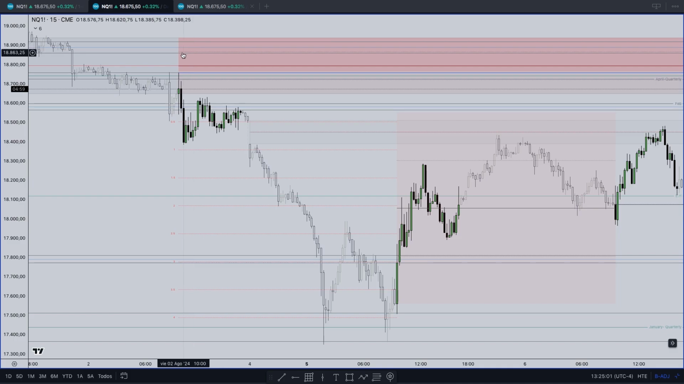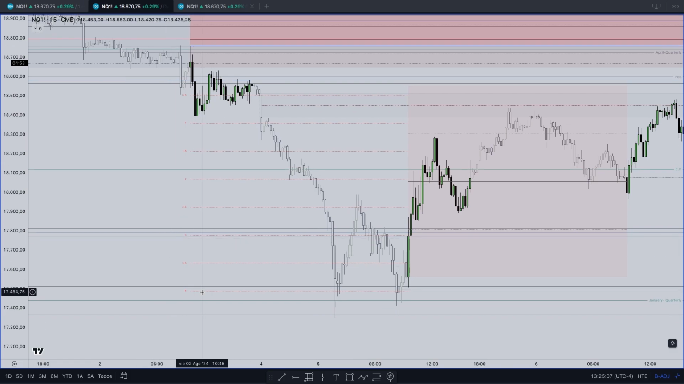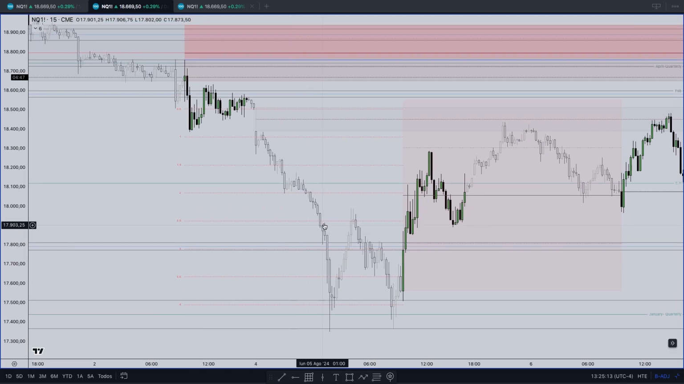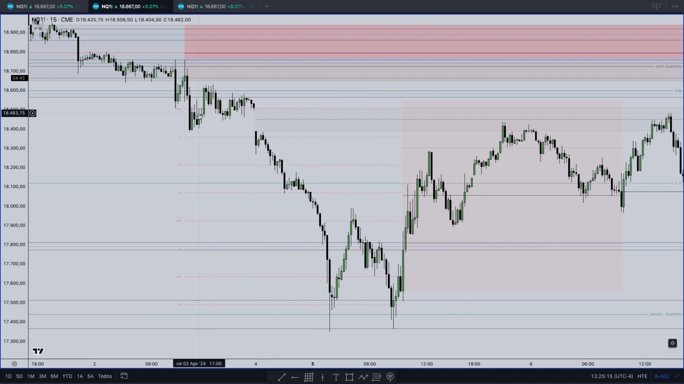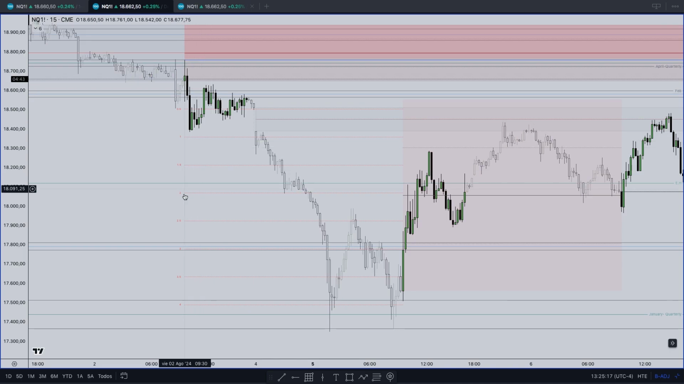This was a previous week gap, and I told you standard deviations are really important for intraday, because you can navigate the intraday price action if you really know how to use these standard deviations.